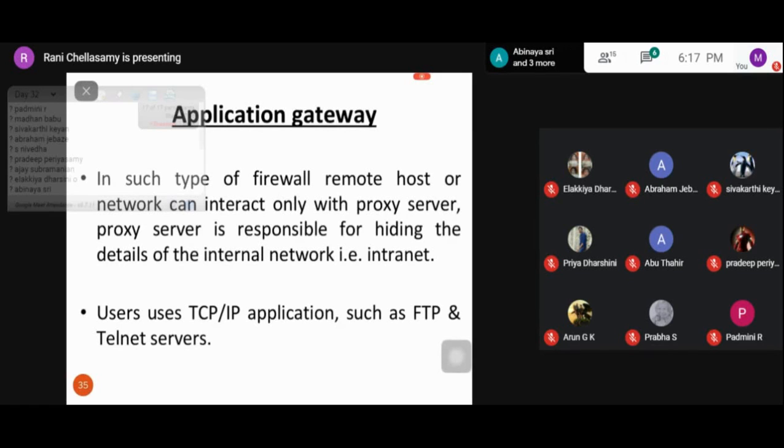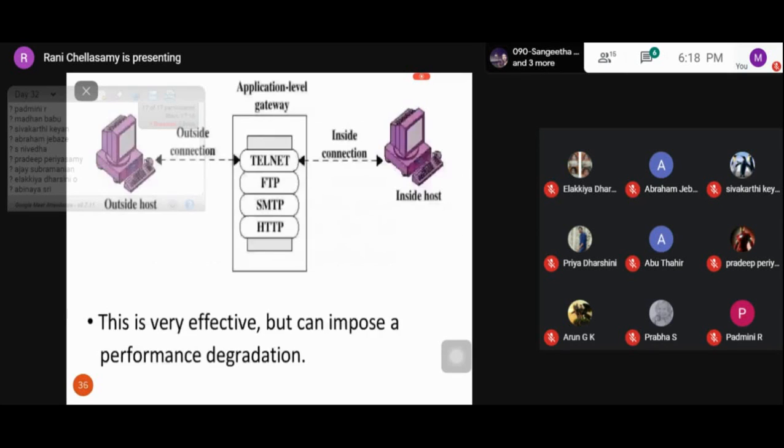So the proxy server's function is to hide the details of the intranet. And the users can use TCP/IP applications such as FTP and Telnet servers. Here you can see the inside host and the outside host. In between, you can use the application level gateway.